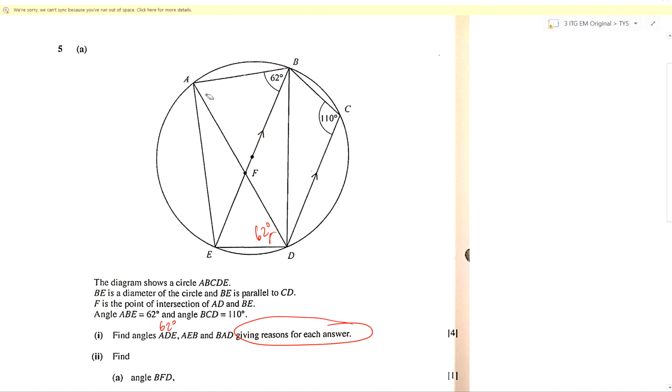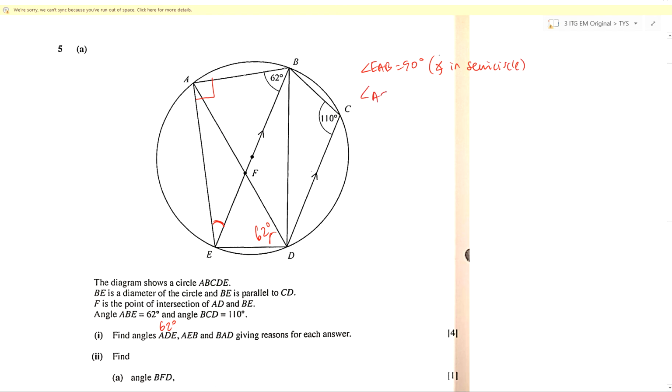Okay, next, AEB. Identify angle AEB. Okay, this is the angle over here. To find this angle, we make use of the property that BE is the diameter. If BE is the diameter, it means that it is a semicircle, then angle EAB has to be 90 degrees. We write that down as angle EAB equals 90 degrees. Reason: angles in semicircle.